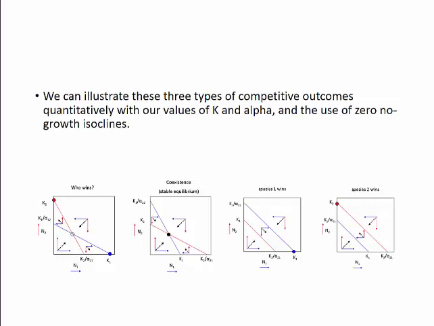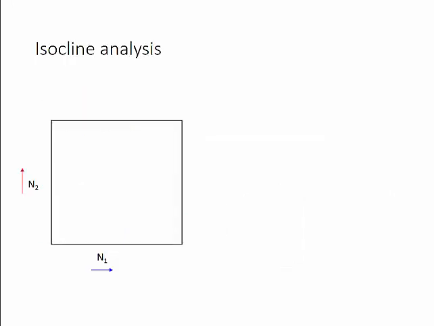Now, we can illustrate these outcomes from these competitive interactions quantitatively, so with numbers, using our carrying capacities, our alphas, and the use of these zero no-growth isoclines. So let's look first at how to construct one of these graphs.